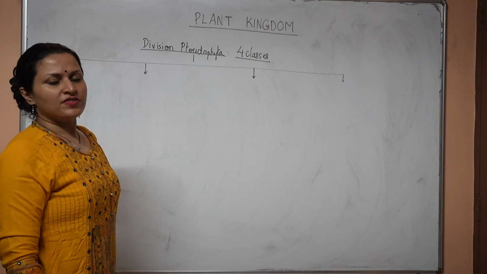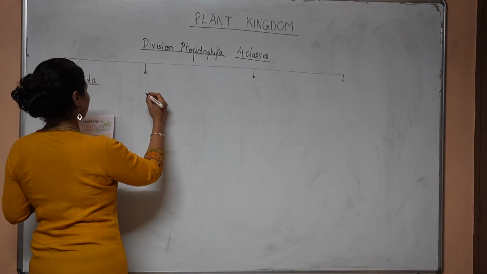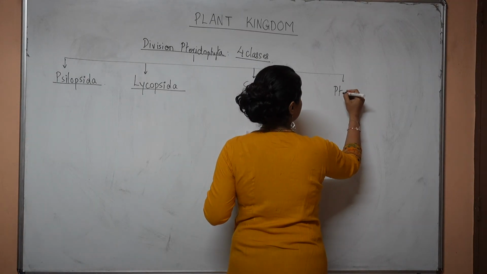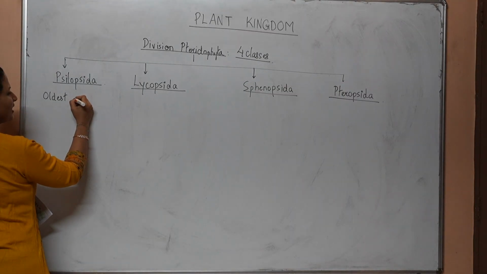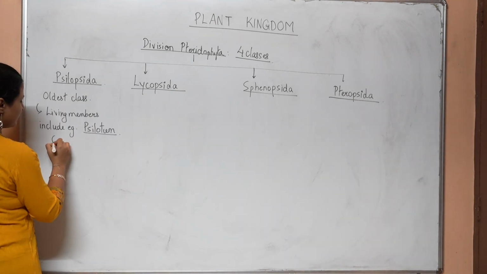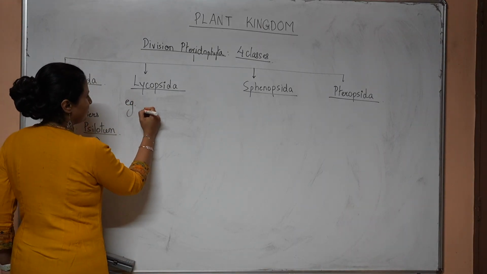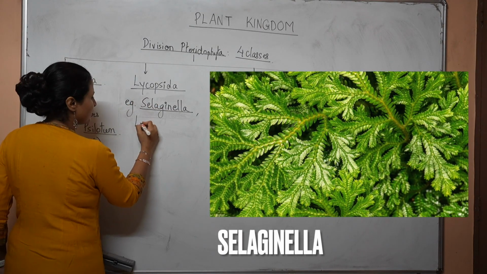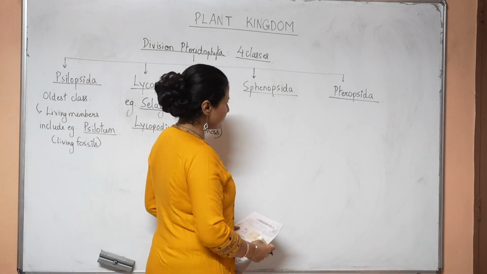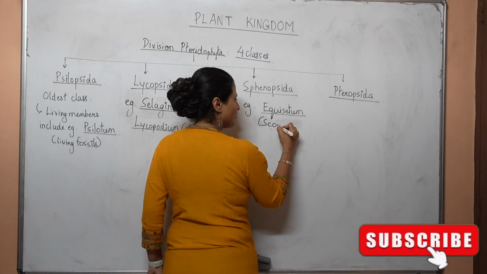Under division Pteridophyta, there are 4 different classes. Coelopsida, then there is one called Lycopsida, Sphenopsida, Pteropsida. Coelopsida is said to be the oldest class. Living members include members like Coelotum, which can be considered living fossils. Next class is Lycopsida. These include examples like Selaginella. Then there's one called Lycopodium, also called club moss. Then there is Sphenopsida. Example, Equisetum, which is also called scouring brush.